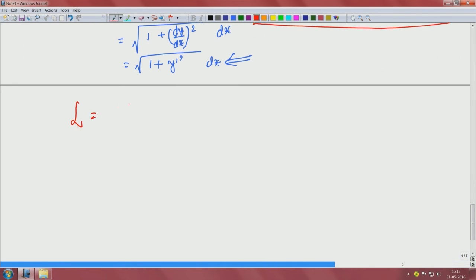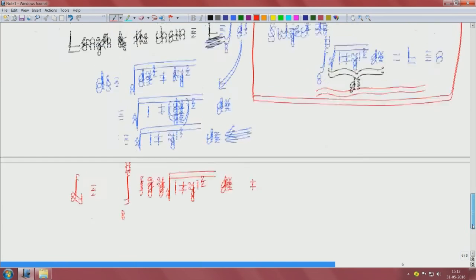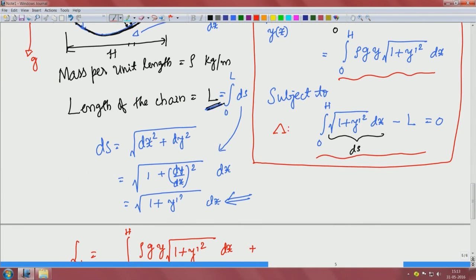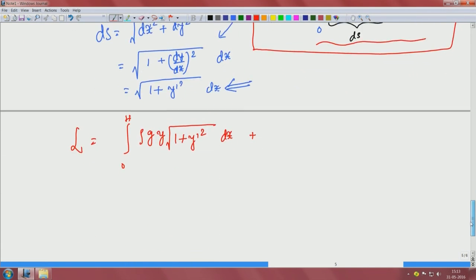So, the Lagrangian is the objective function, 0 to h, which is rho g y into square root of 1 plus y prime square dx, plus we have to put a Lagrange multiplier. We have to make it a habit to put that functional type constraint, uppercase Greek letter, a scalar unknown lambda times the constraint which is 0 to h square root of 1 plus y prime square dx minus the length of the chain. This is our unconstrained problem now because we wrote a Lagrangian.